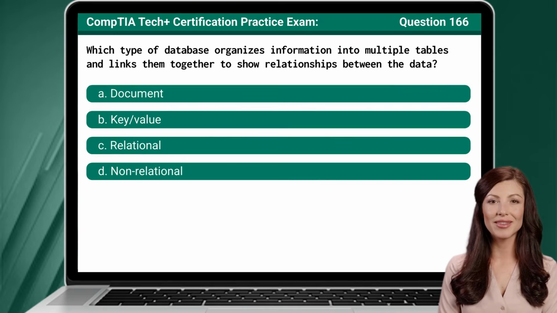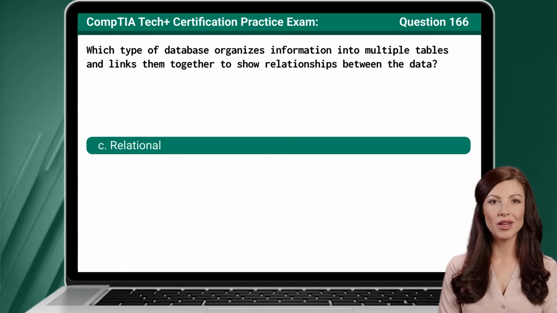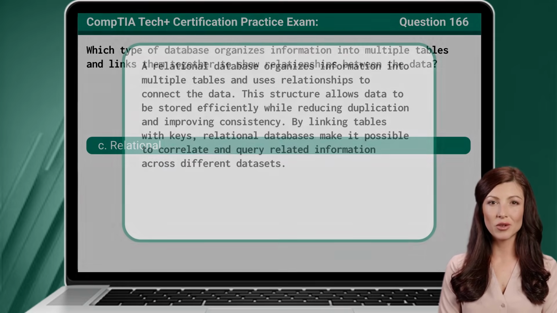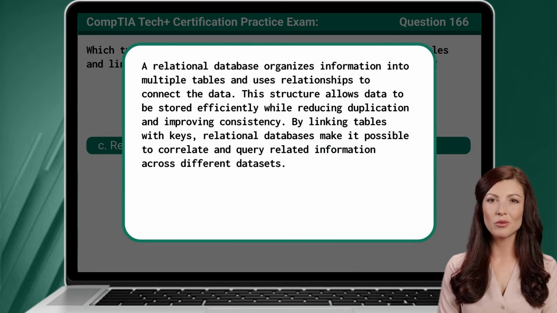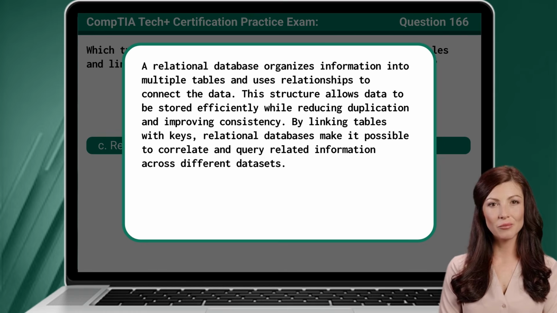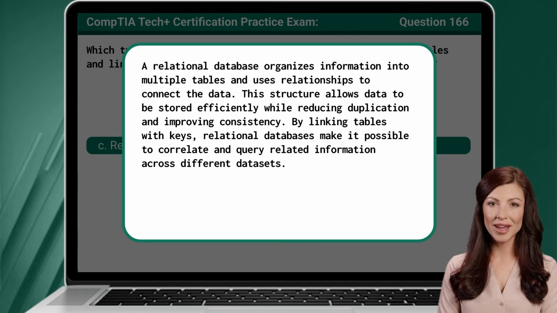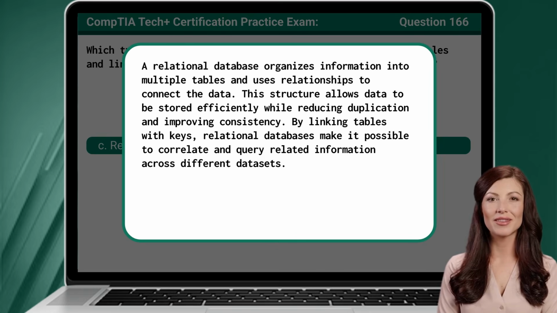Question 166. Which type of database organizes information into multiple tables and links them together to show relationships between the data? The answer is C. Relational. A relational database organizes information into multiple tables and uses relationships to connect the data. This structure allows data to be stored efficiently while reducing duplication and improving consistency. By linking tables with keys, relational databases make it possible to correlate and query related information across different datasets.